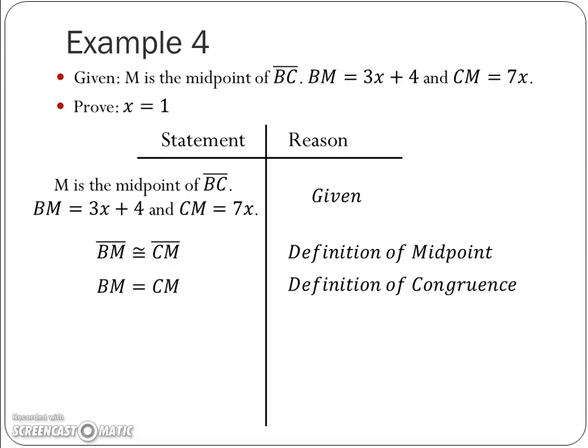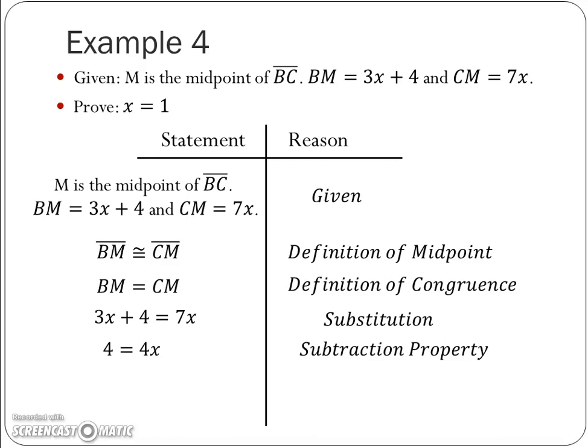And we can now substitute our values in. 3x plus 4 equals 7x. That's substitution. We're going to subtract 3x from both sides, and we get 4 equals 4x. That was subtraction property. We're going to divide by 4. 1 equals x. That's division property. And here's a big issue. We want to prove that x equals 1. Right now we have 1 equals x. Well, we can switch those around. x equals 1, and that is the symmetric property.